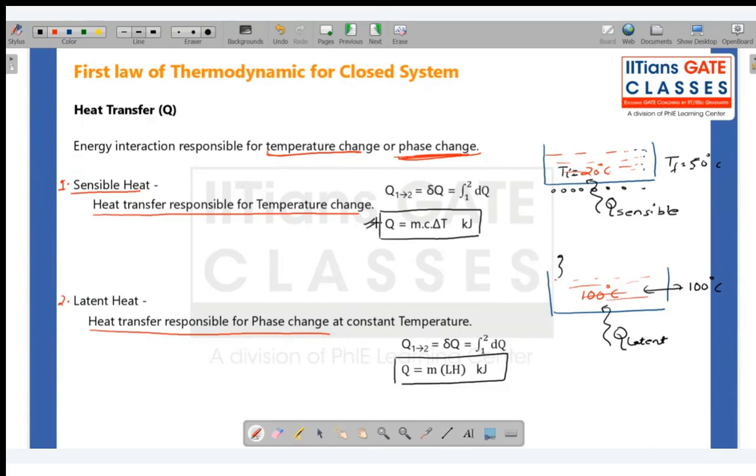You cannot use this formula to calculate latent heat because delta T is zero. You see, when phase change is happening, delta T will be zero. So if you use this formula, Q will be zero, but that is not the case. You are transferring heat. So you cannot use this. You have to use this formula.